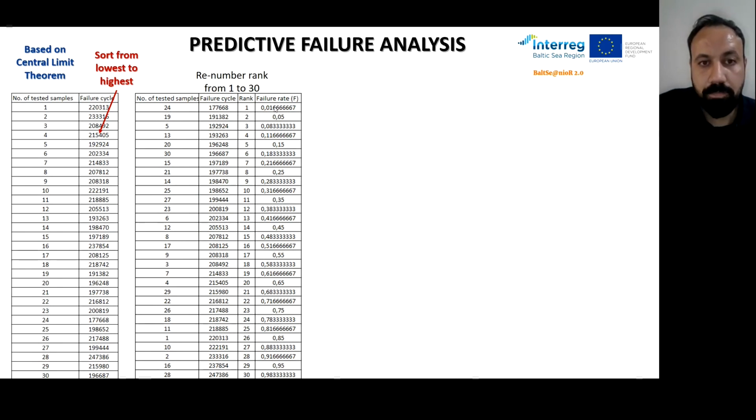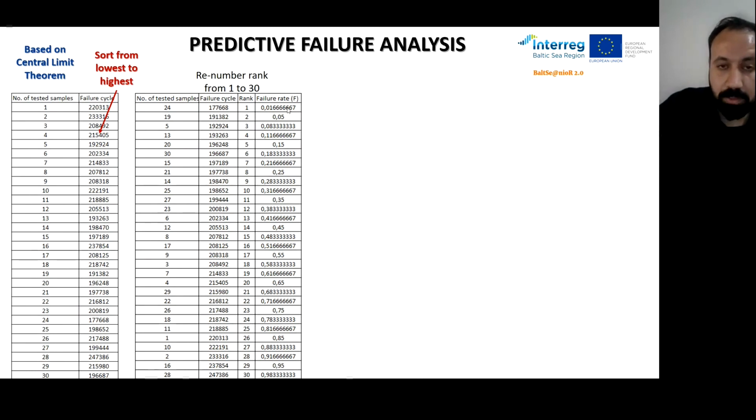And I calculate the failure rate. Failure rate means that if I have a lower life cycle in my product in real life, if I applied that cycle, its failure rate is going to be lower. But if we apply the highest one, my failure rate will be higher. So that's why I need to calculate failure rate. How can we calculate failure rate?